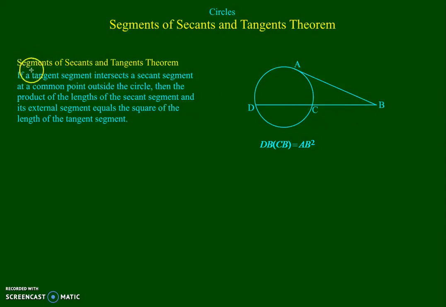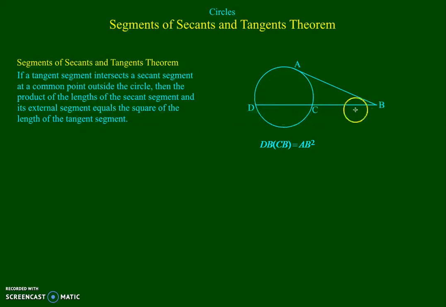The segments of secants and tangents theorem says if a tangent segment intersects a secant segment at a common point outside the circle, then the product of the lengths of the secant segment and its external segment equals the square of the length of the tangent segment.